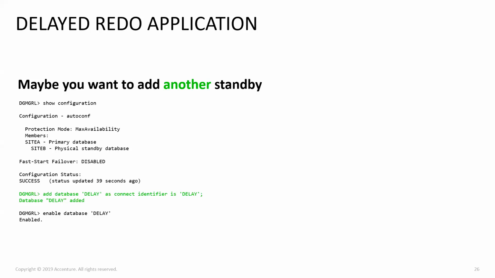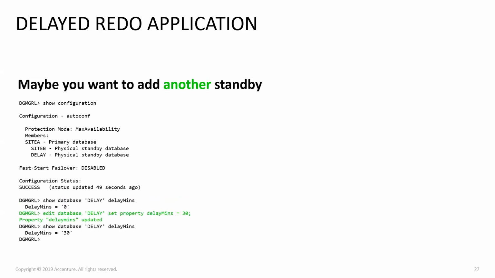So in my case here, I've got a configuration in the broker, which is comprised of two databases, site A and site B. And this is the same I had just before. And I'm just adding a delay, a new database. I call it delay because I'm not very creative, and I enable it. So my configuration now consists of three databases that you can see. And by default, there is no delay in redo apply.